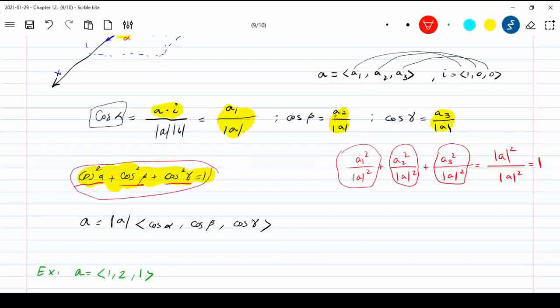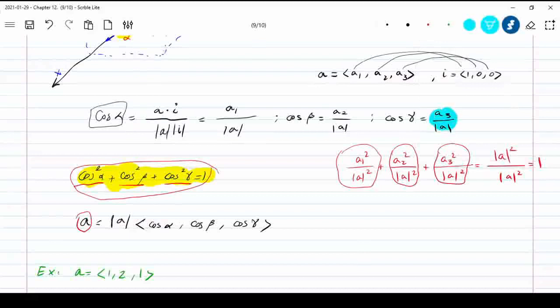Or you can look at this A vector and say, I can write the A vector in terms of these cosine angles. How do I do that? Again, let's look at this highlighted section. Let me change the highlight to a different color. Sorry, erasing the highlight is always a problem. Okay, let's pick maybe a light blue.